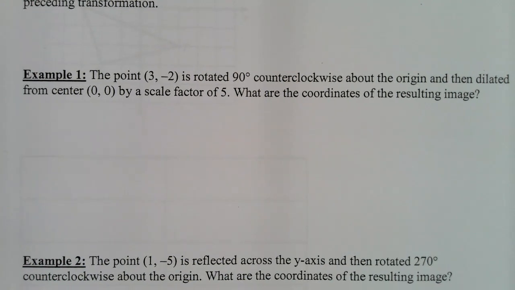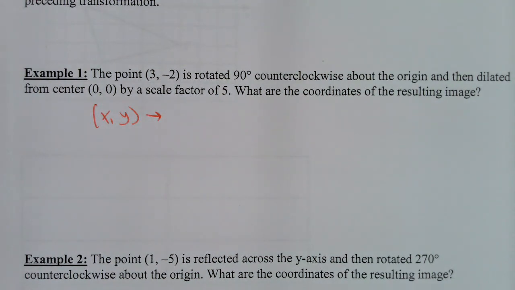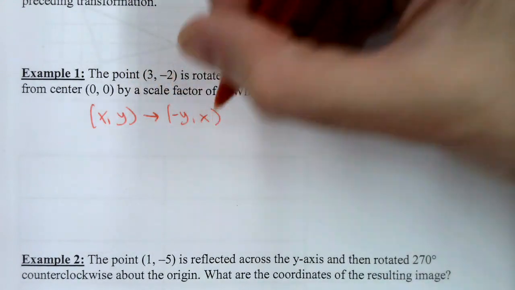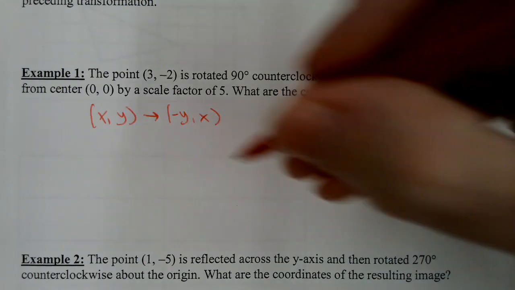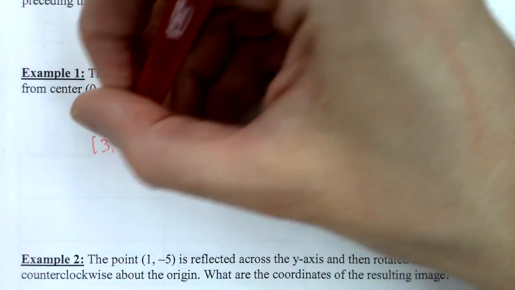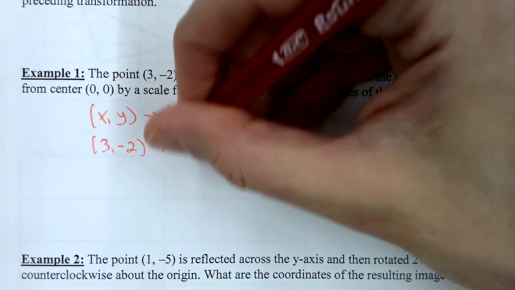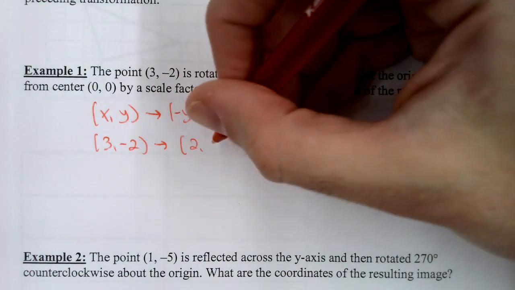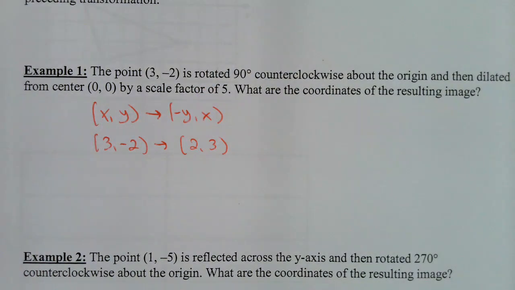So first we are rotating 90 degrees counterclockwise. The rule for that, if you remember back to lesson 3, rotations, a 90 degrees counterclockwise rotation rule is (x, y) maps onto (-y, x). So first, (3, -2) is going to map onto (-y, x). So that'll map onto (2, 3). And so that's the first part.